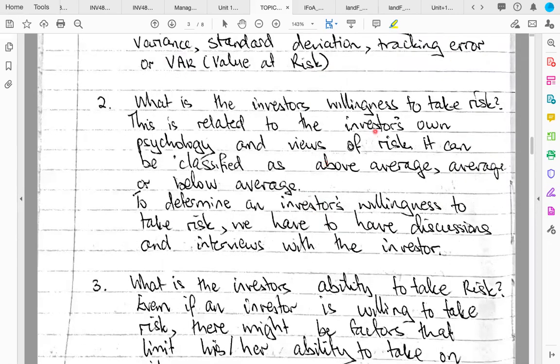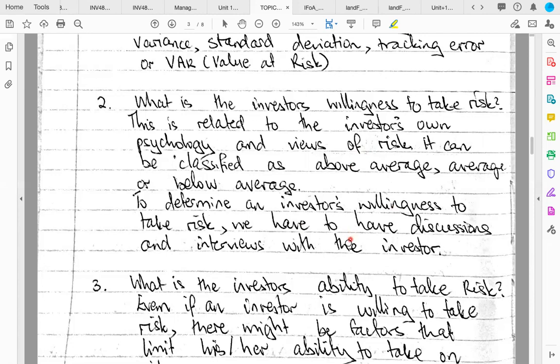After we've decided how to measure risk, we need to ask ourselves, what is the investor's willingness to take risk? Now, to identify how willing an investor is to take risk, let's say I'm an investment consultant, trying to understand how willing a client of mine is to take risk. The way we can do that is we can ask some questions, maybe through interviews and discussions. So to determine the investor's willingness to take risk, we have to have discussions and interviews with the investor.